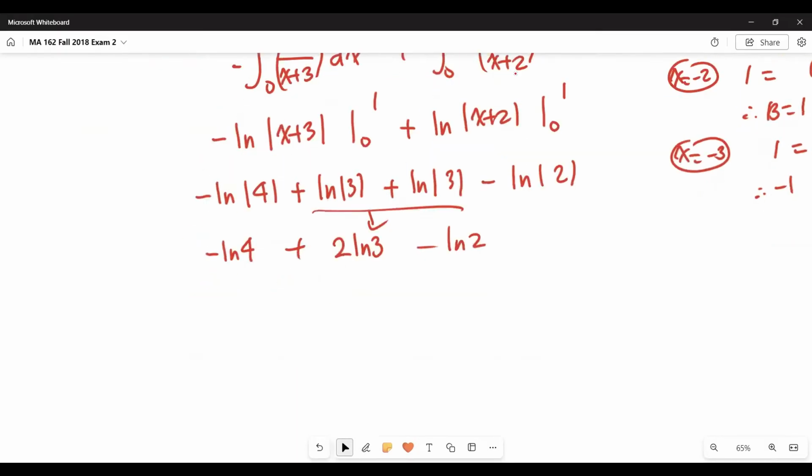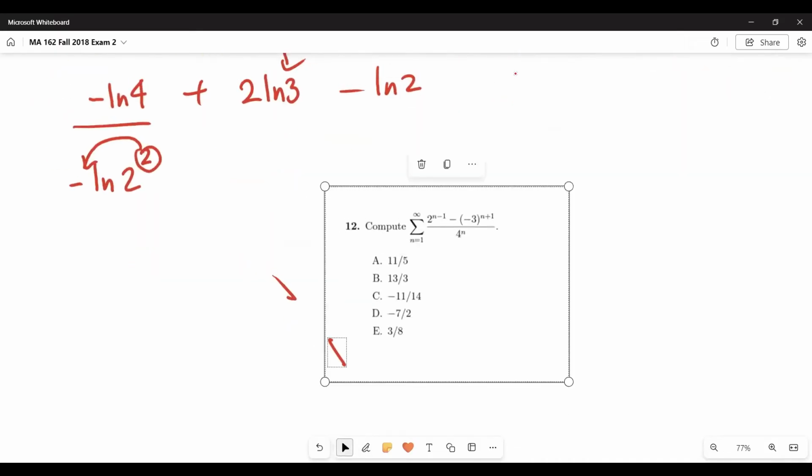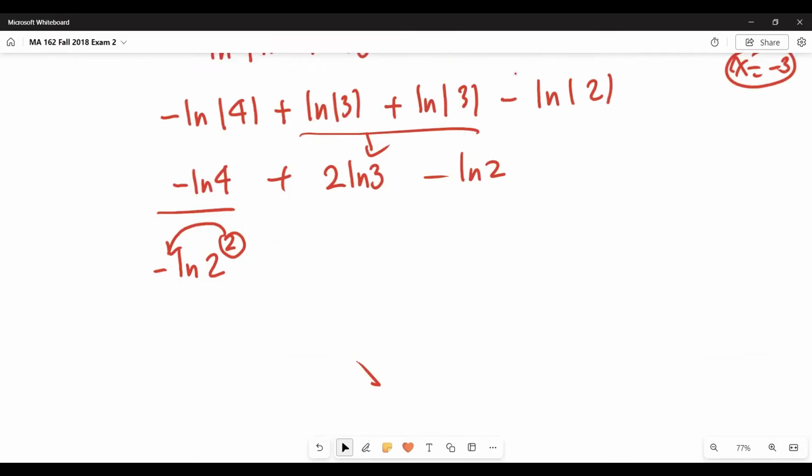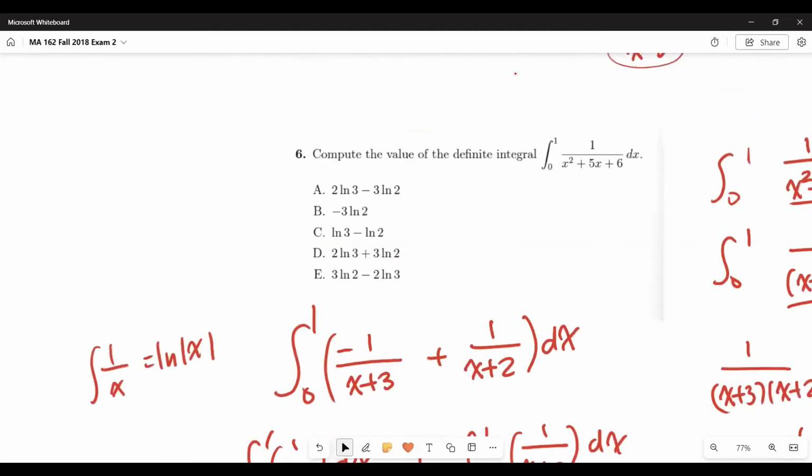If you remember your natural log rules, -ln 4 is -ln 2 squared, right? And this power of 2 can come out down here. So this negative ln 2 squared is negative 2 ln 2, which is the same thing as negative ln 4. So this is negative 2 ln 2 plus 2 ln 3 minus ln 2. This becomes 2 ln 3 minus 3 ln 2. So the answer for this question is A.